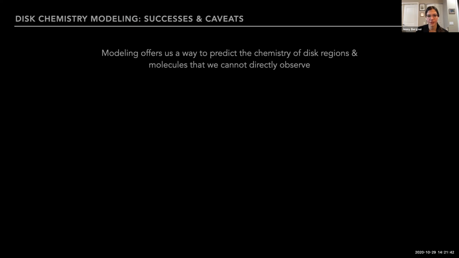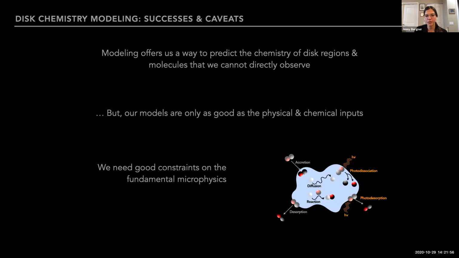So I've just shown one example for how we can use disk chemistry modeling, but in general, it offers us a way to access the chemistry that we can't observe directly. So this is really powerful. But the caveat here is that our models are only as good as the physical and chemical inputs. So we want really good constraints on the fundamental microphysical processes in order to be able to confidently interpret the results from our models.